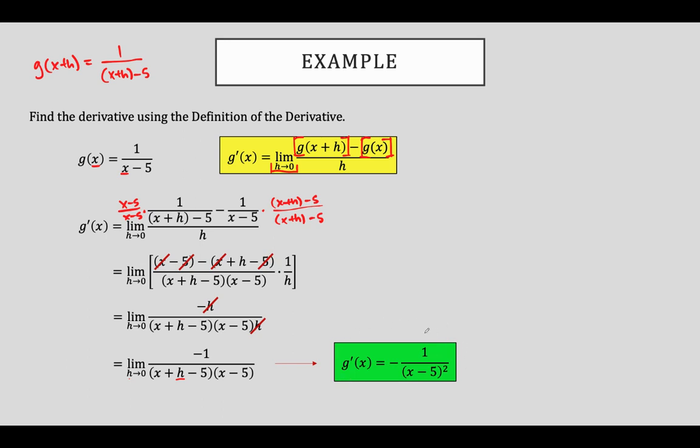Here is our derivative function. g prime of x is equal to negative 1 divided by x minus 5 quantity squared. So there you have finding derivatives using the definition of the derivative. Yes, you're going to have to go back and use those skills that we learned for evaluating limits earlier on in the chapter. Look for opportunities to divide out, rationalize, and simplify complex fractions.